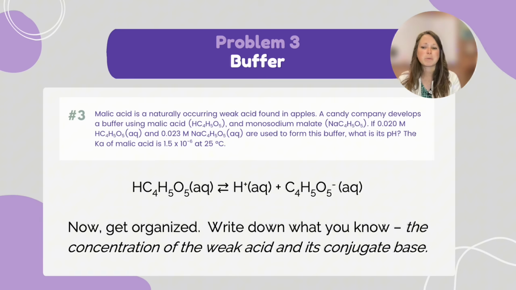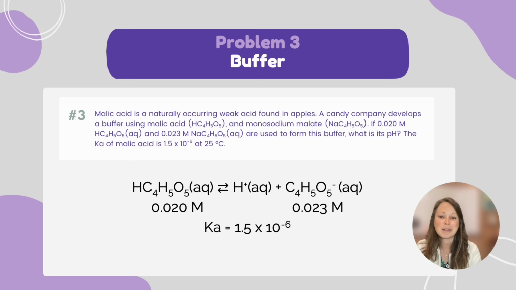So now what we're going to do is pull those concentrations from the problem. And the question is, wait, where did sodium go? Sodium is a spectator ion, so I'm not worrying about that in this. My concentration is going to be 0.023 of the conjugate base, the C4H5O5 minus. If it really bothers you, you can include sodium in there, but that's just a spectator ion. The other thing I know is my Ka value that was given.